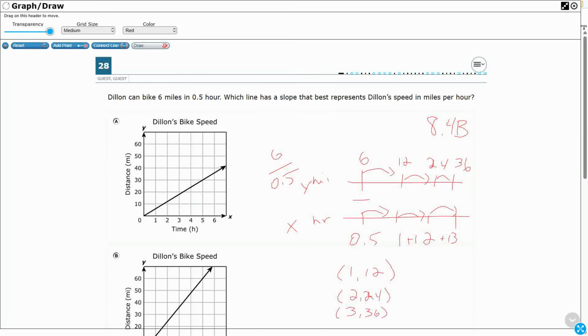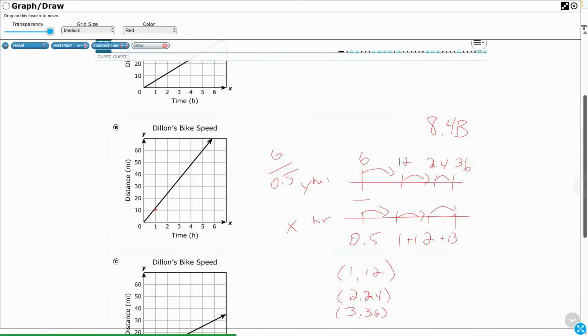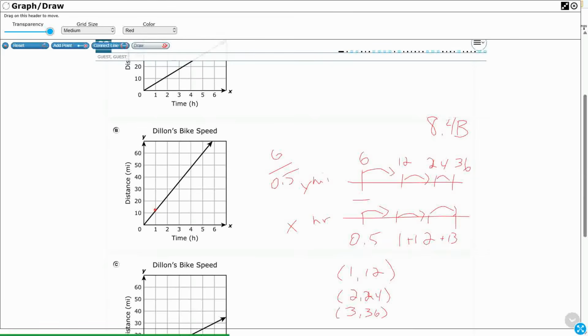So 1, 12, that is below 12. That's like 1, 5, so that A is not going to work. Okay, that 1, 12, that looks okay. 2, 24, yes. 3, 36, okay, I like B.